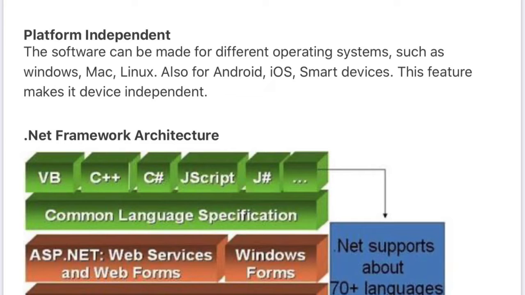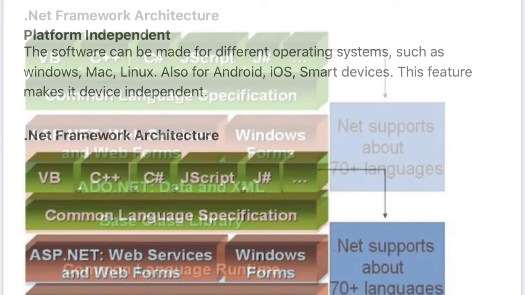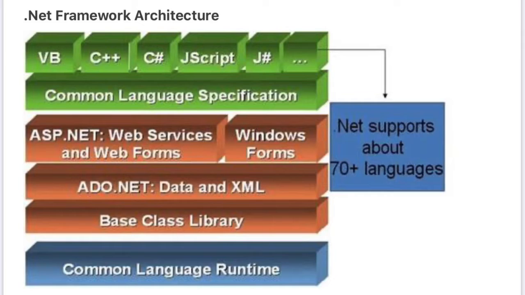The next is .NET Framework Architecture. In the .NET Framework Architecture, as you can see, in the topmost layer there are multiple languages, then there is the Common Language Specification, that is the CLS, then ASP.NET that provides web services and web forms, ADO.NET, data and XML, base class libraries, and common language runtime.